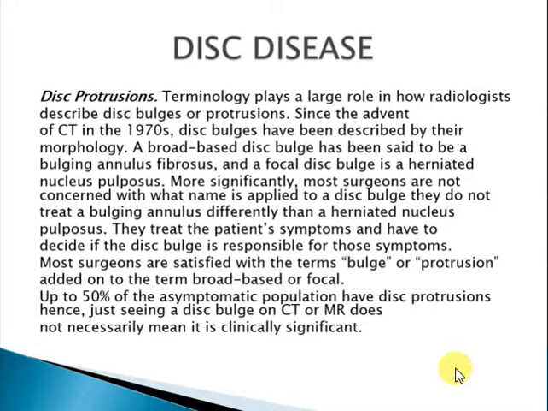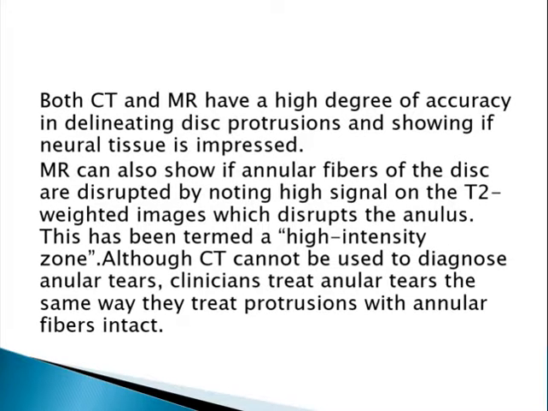Up to 50% of the symptomatic population have disc protrusions. Keep in mind that not all disc protrusions will be symptomatic. As we said, up to 50% of the asymptomatic population will have some disc protrusion. So just seeing a disc bulge on CT or MRI does not mean that it's clinically significant. If it causes symptoms, then it's clinically significant. Both CT and MRI have a high degree of accuracy in delineating disc protrusions and in showing if the neural tissue is compressed or not.